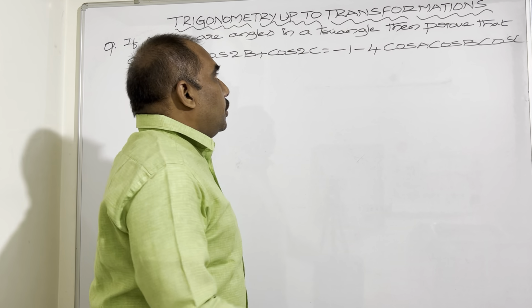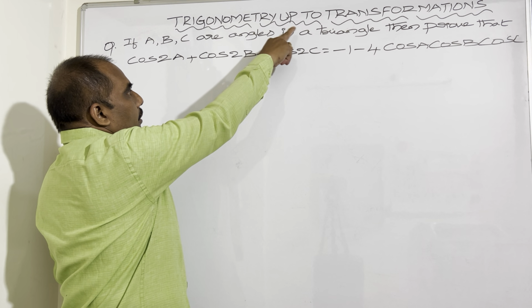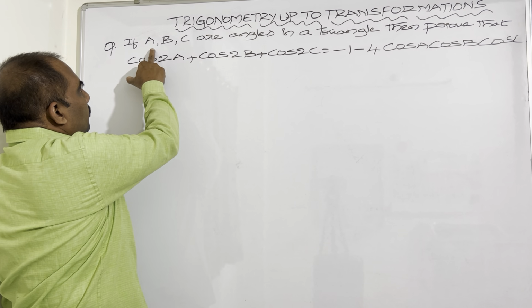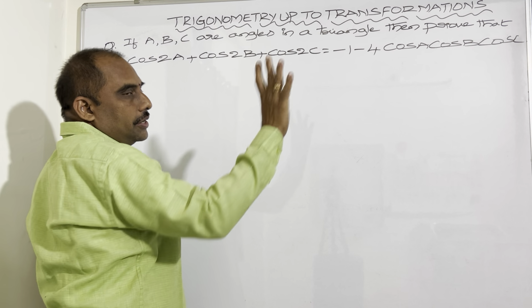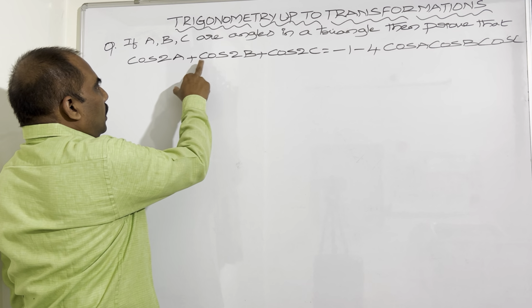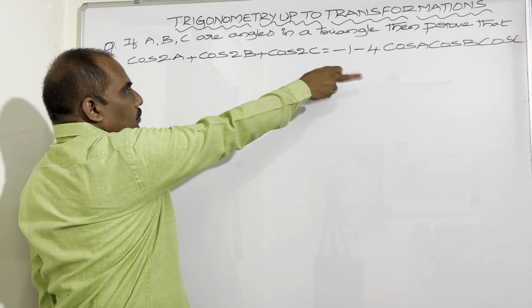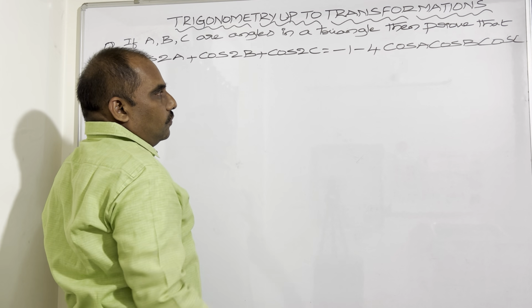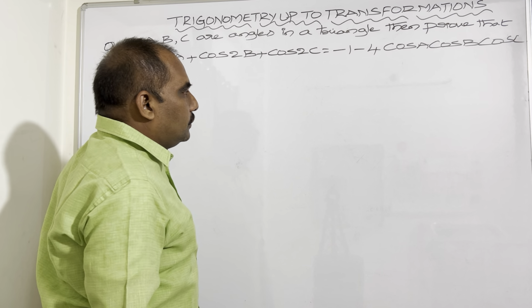In this video, we are going to discuss trigonometry up to transformations. Question: if A, B, C are angles in a triangle, then prove that cos 2A plus cos 2B plus cos 2C is equal to -1 minus 4 cos A cos B cos C.